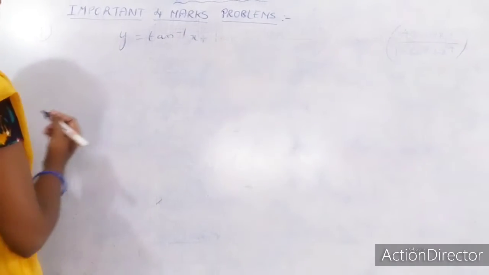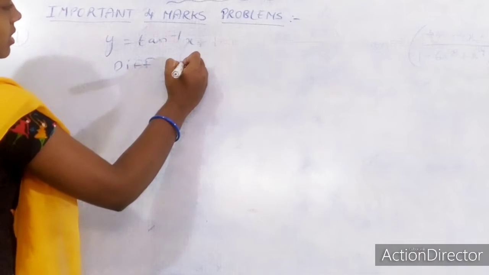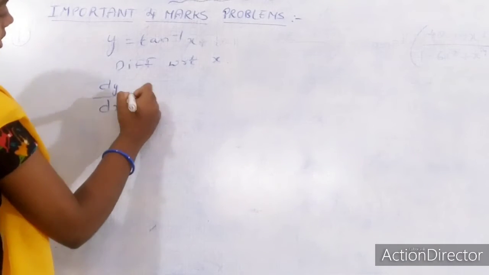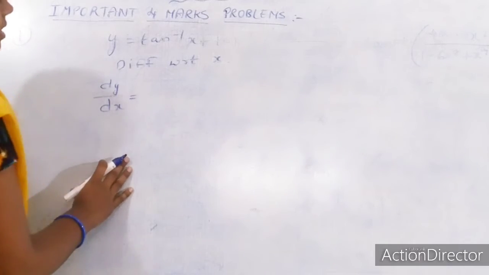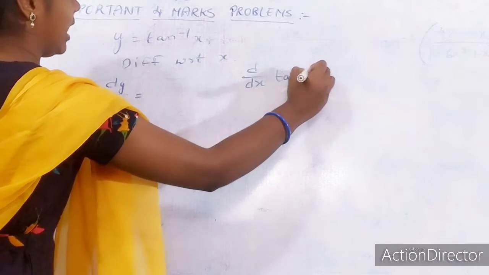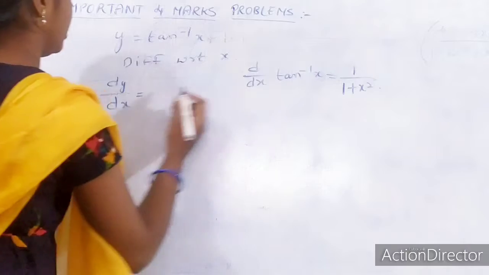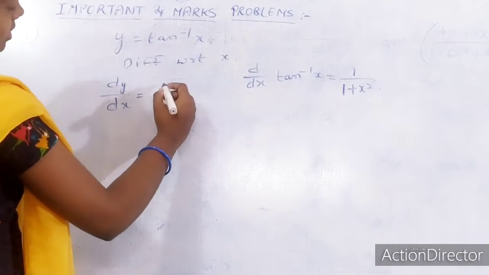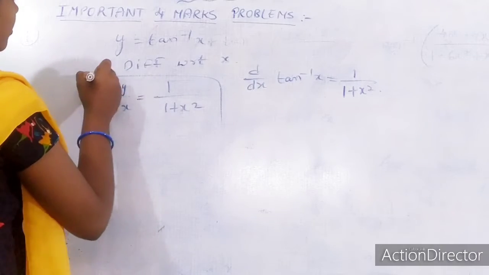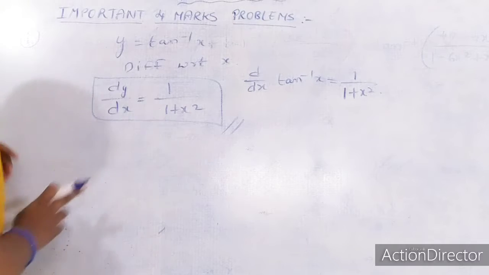Now we will do differentiation. Differentiate with respect to x. So dy by dx is equal to d by dx of tan inverse x, which is equal to 1 by 1 plus x square. So d by dx of tan inverse x is equal to 1 by 1 plus x square. That is the final answer.